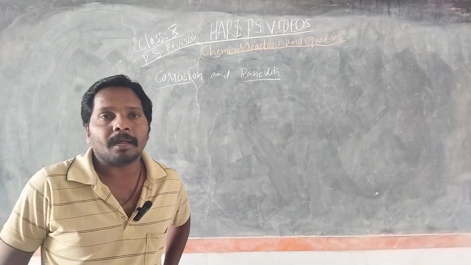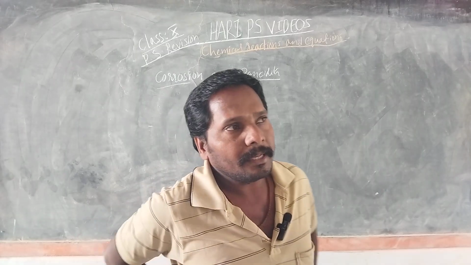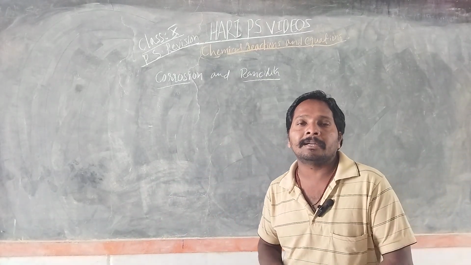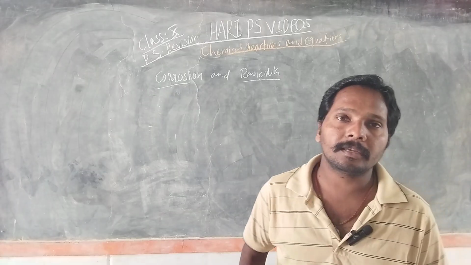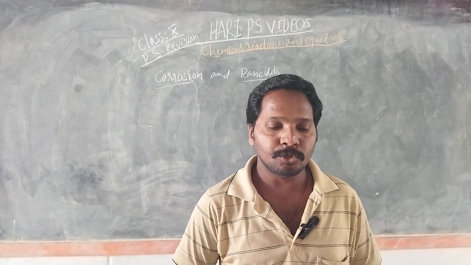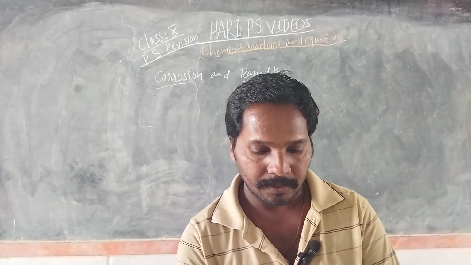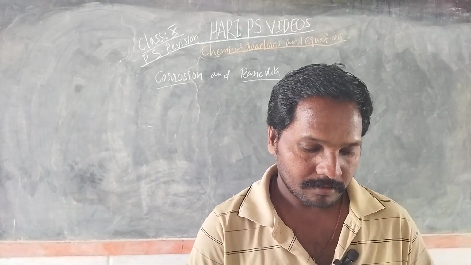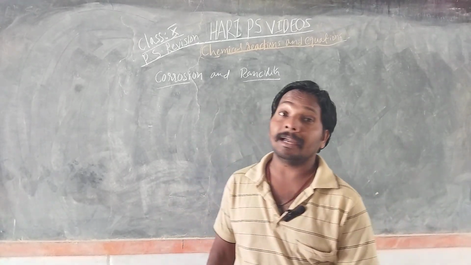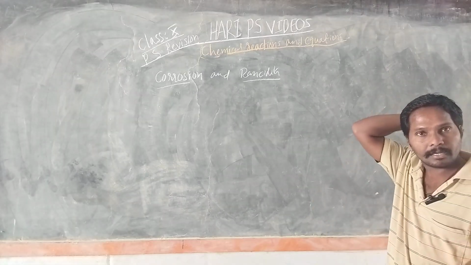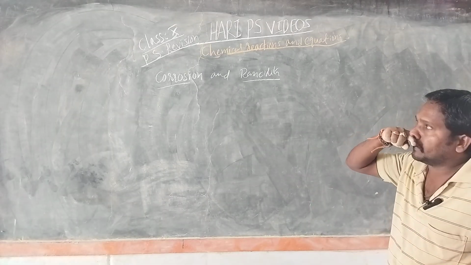Corrosion is the process in which metals are eaten up gradually by the action of air, moisture and carbon dioxide. Air, moisture and carbon dioxide are also very important.